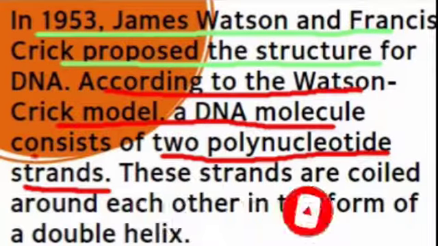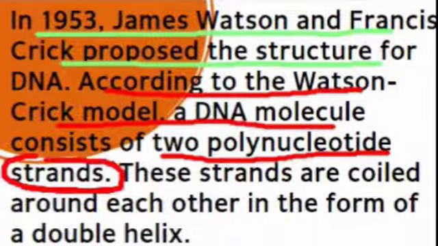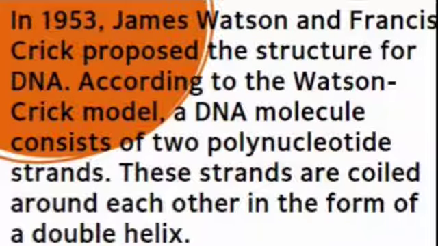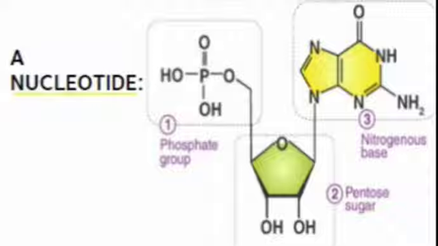DNA is a larger molecule and it comprises two polynucleotide strands. Strands means a long fiber-like structure and poly means many. It means DNA contains two strands that are made up of polynucleotides. These strands are coiled around each other in the form of a double helix. So what is a nucleotide? Because nucleotides are present in the DNA structure and form the DNA structure.